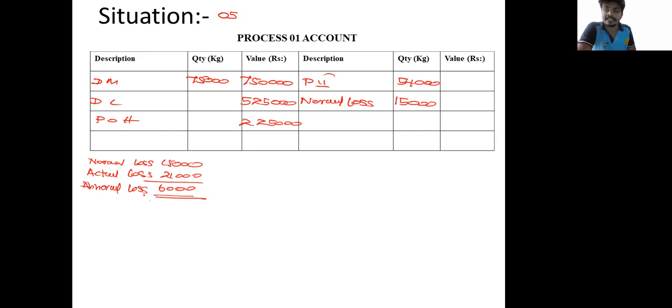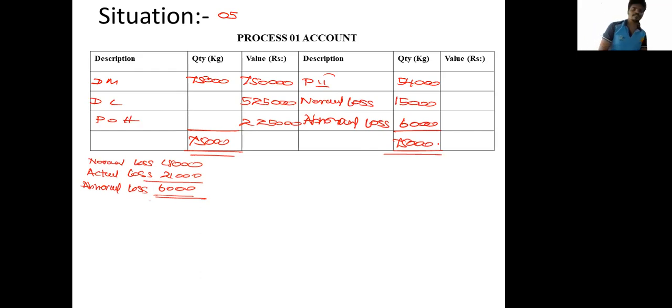At the same time, we can solve out. Oh yes, let's put that one first. Abnormal loss, you know the way of now recording. Abnormal loss 6,000. Now you can see all the quantity columns are balancing for 75,000 kilograms. And let's go for value column now.